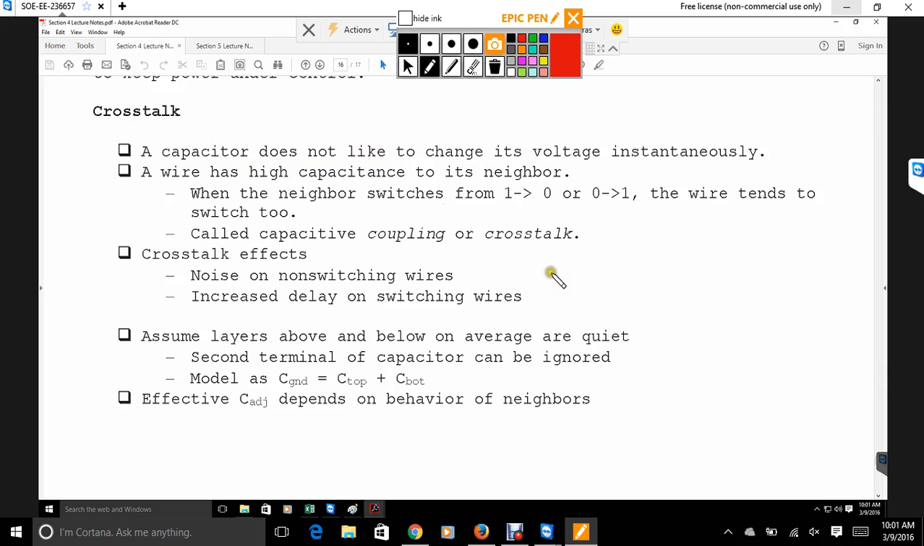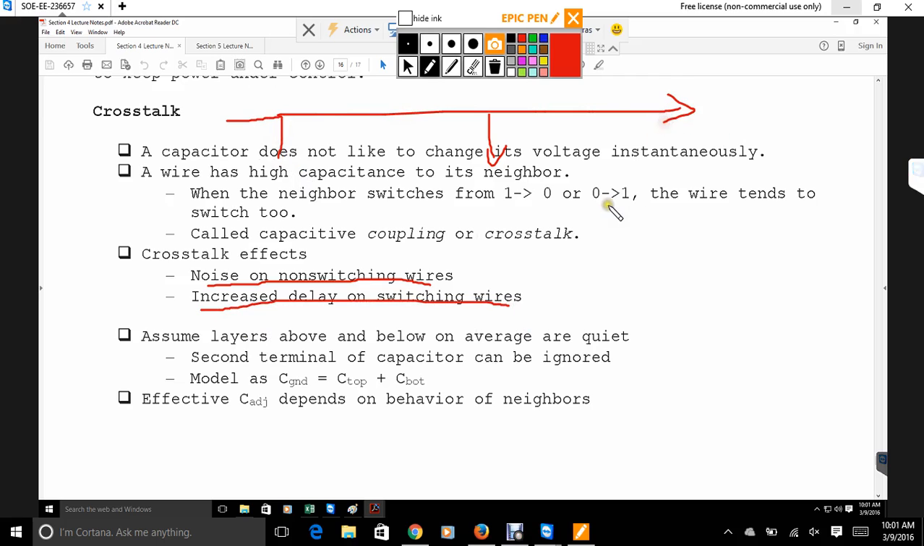So we have to worry about that in our designs, right? We have noise on non-switching wires because, as we just saw, we're messing with the wires that are switching, because it's impacting that result. And then the switching wire has that increased delay because instead of wanting to go over here, they tend to want to be held up a little bit because of the capacitance and because of the difference in voltage potential.